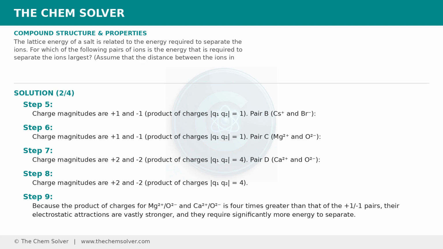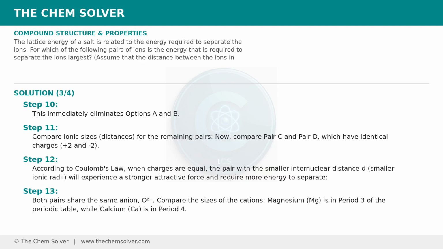Because the product of charges for Mg to the power 2 plus / O to the power 2 minus and Ca to the power 2 plus / O to the power 2 minus is 4 times greater than that of the +1/-1 pairs, their electrostatic attractions are vastly stronger, and they require significantly more energy to separate. This immediately eliminates options A and B.